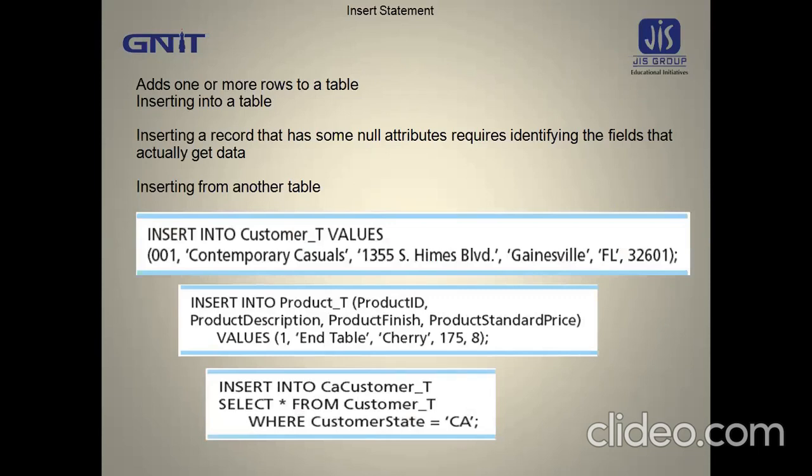We can also add one or more rows to a table. Like the first example where we are inserting one or more rows. So we are writing INSERT INTO Customer_T VALUES and new values for that row: 001, Contemporary Casuals, the item name, and all other details. So the INSERT INTO command is used to add new rows in the table.